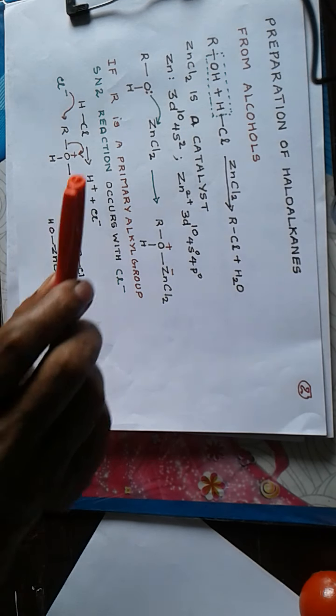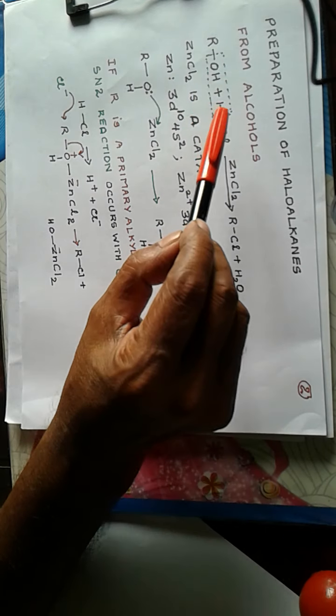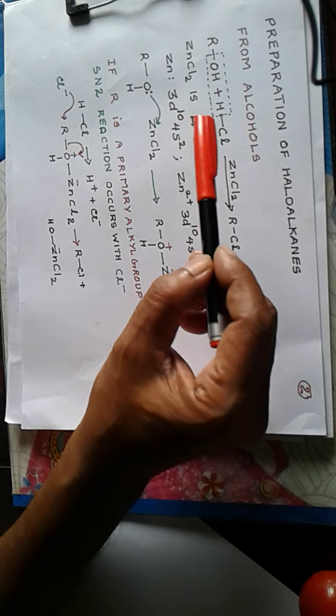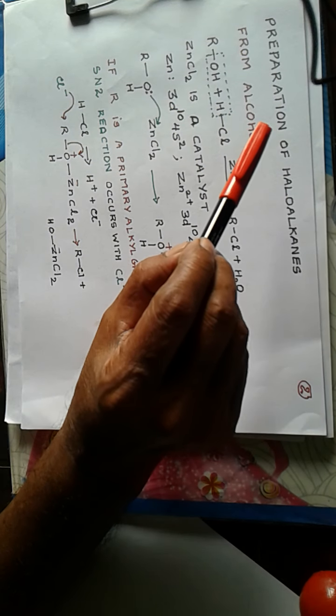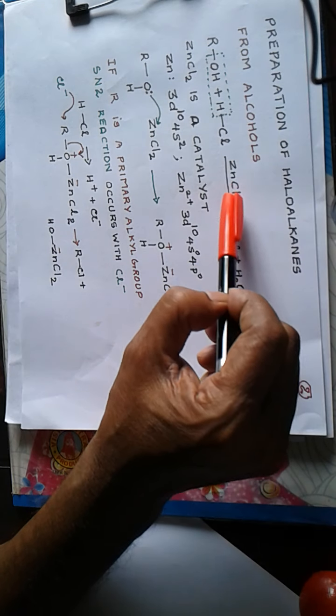The first important reaction is the reaction between alcohol and HCl. HCl can be in the gaseous state or as a concentrated solution of hydrochloric acid, and a catalyst is used, that is zinc chloride.